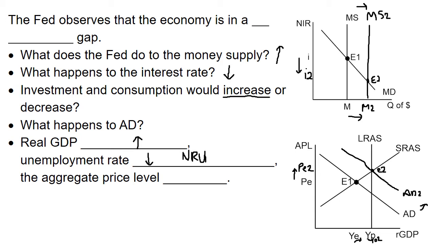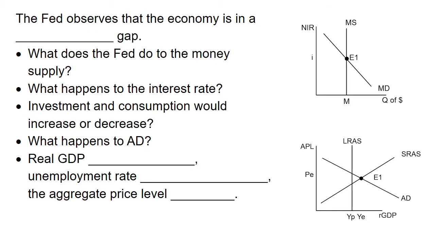And then finally, the shift, what did it do to APL? The aggregate price level increased. If you need some more time to label your drawings, go ahead and pause it here. The previous chain of events was expansionary monetary policy because MS was shifting to the right. It was increasing. So let's see what we do now when we have a different type of problem.